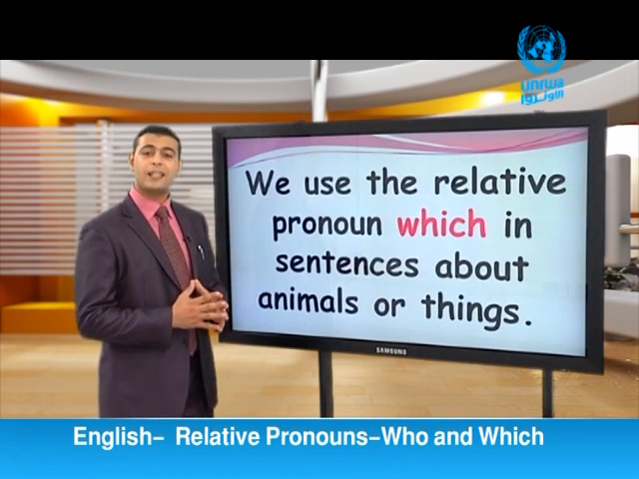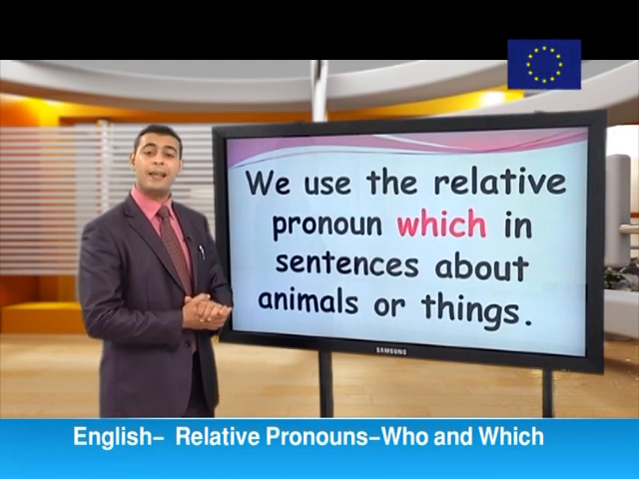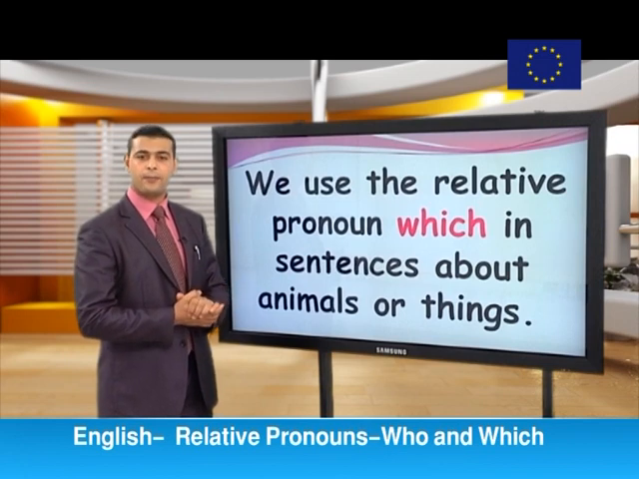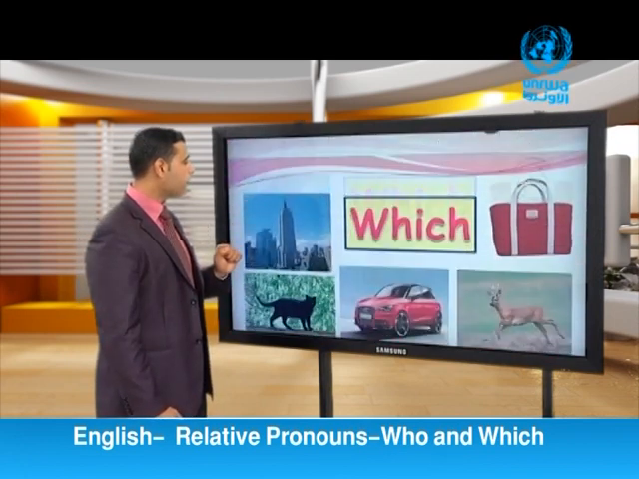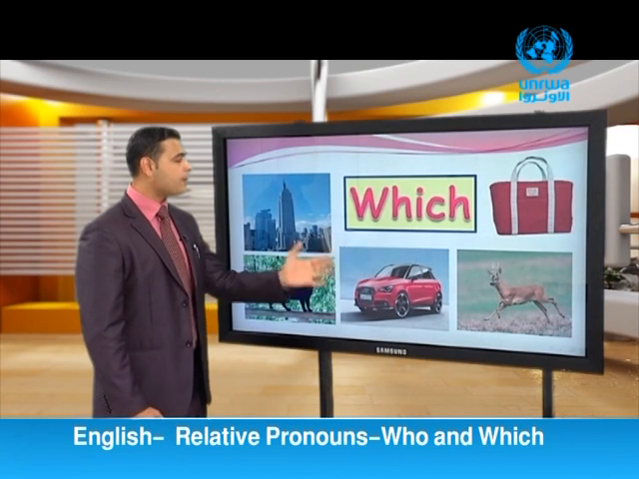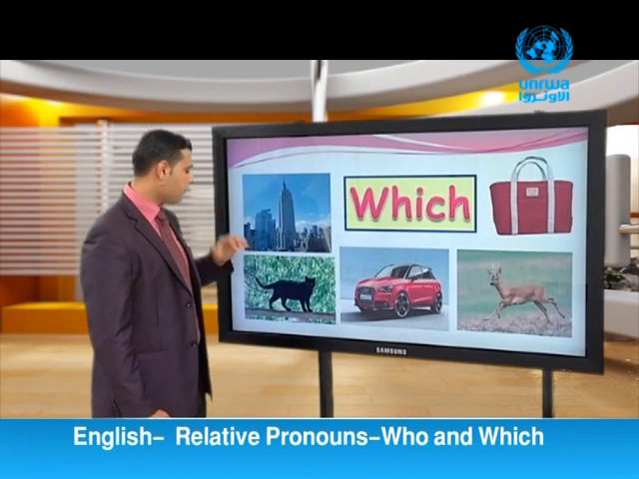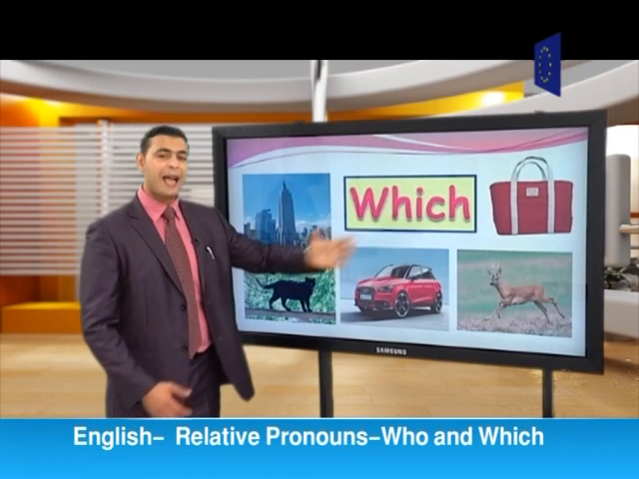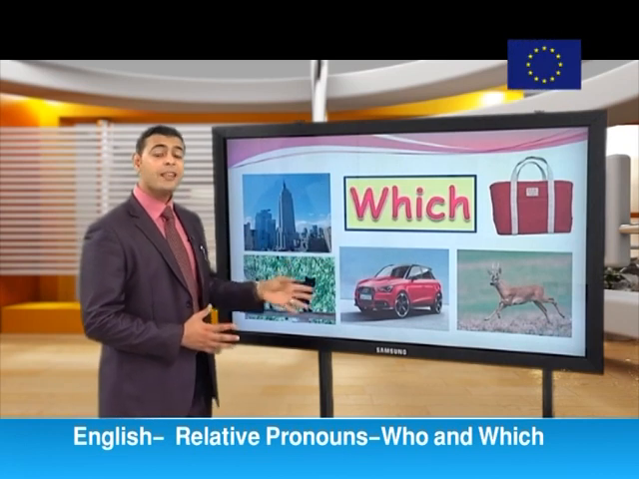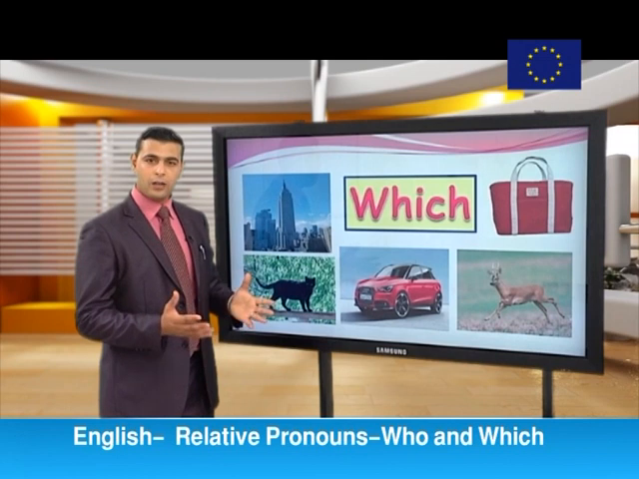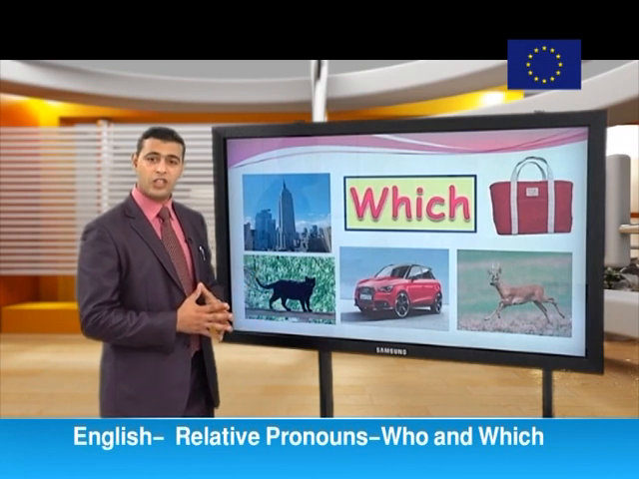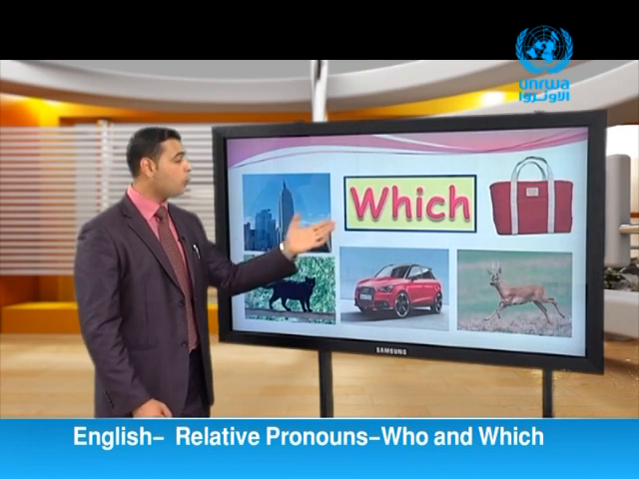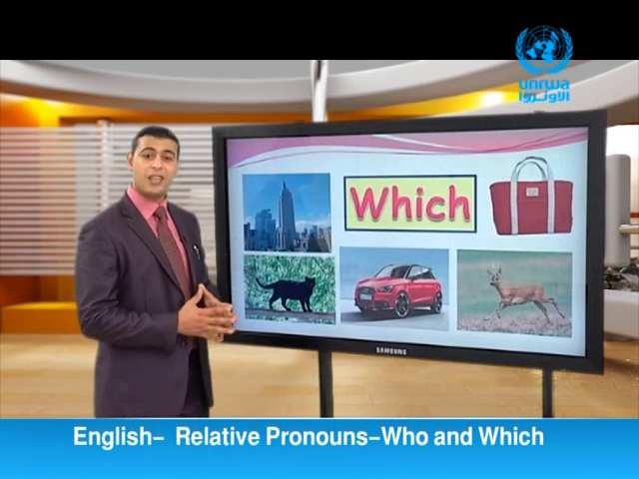So, we use the relative pronoun which in sentences that talk about things, inanimate objects, or animals. Let's go. Here, let's look at these pictures. Here we have a tower, we have a cat, a jeep or a car, a deer and a bag. All of these things are not people. So we use the relative pronoun which when we talk about such things.